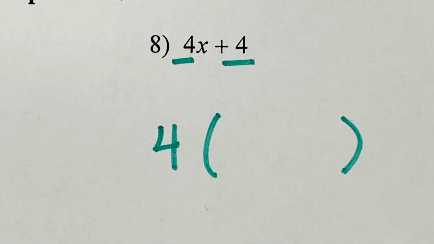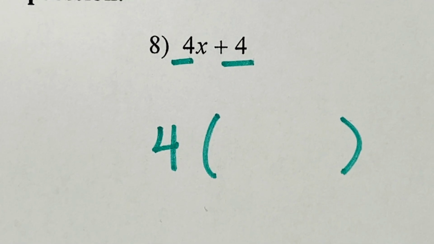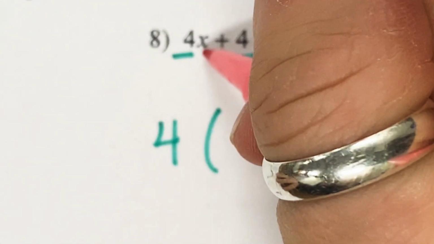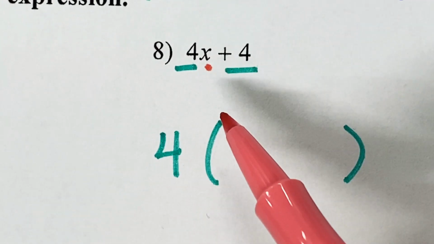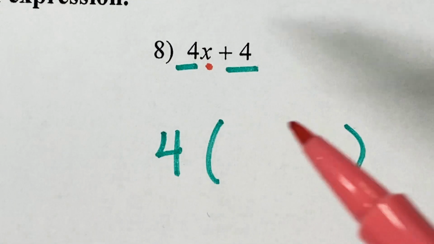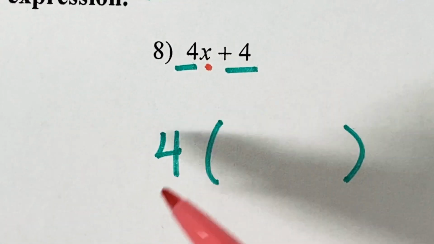Look at our variables now. We looked at our coefficients. Now let's look at our variables. I have 1x here, but I don't have an x there. Can I take out an x? No, they both don't have it. So we cannot take out an x.